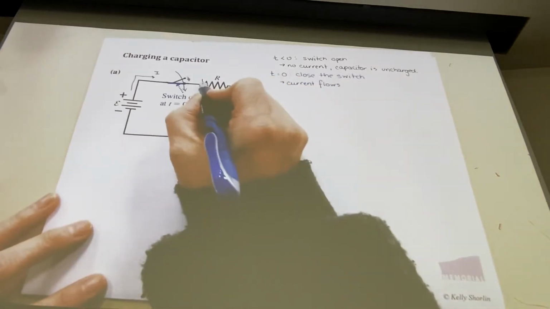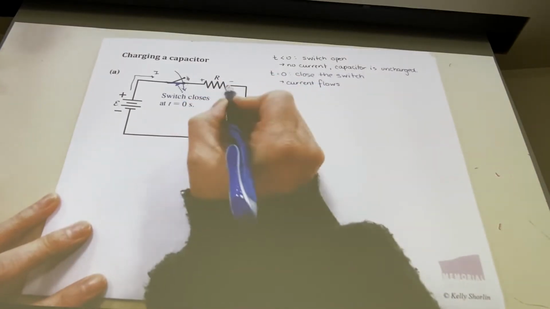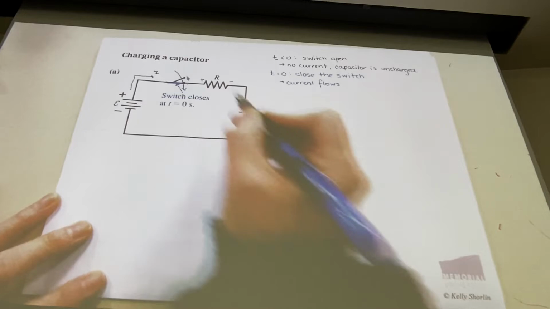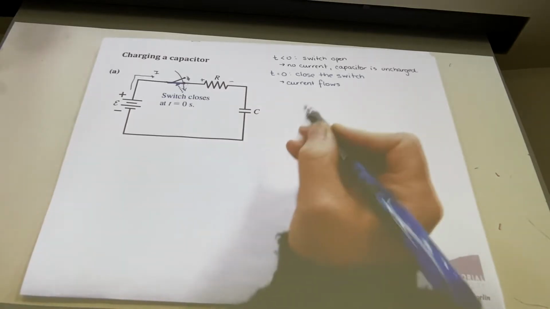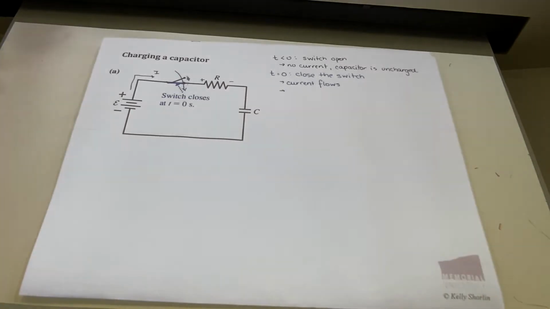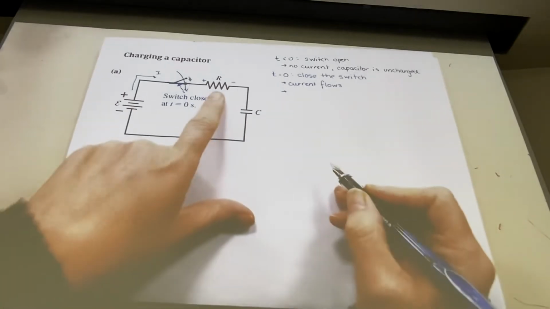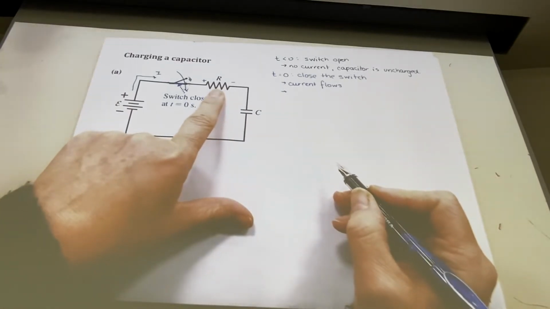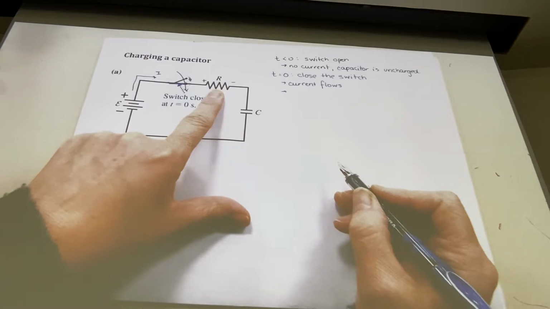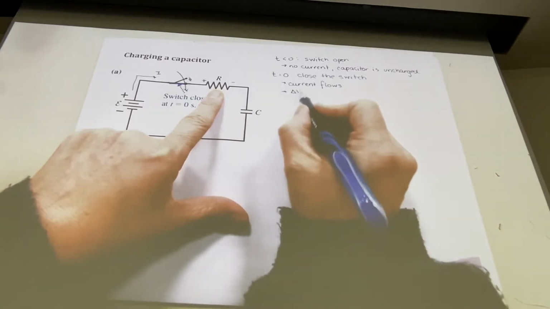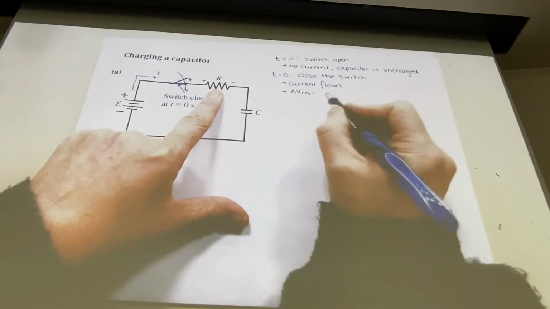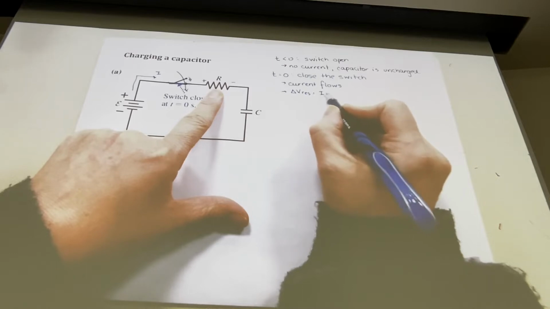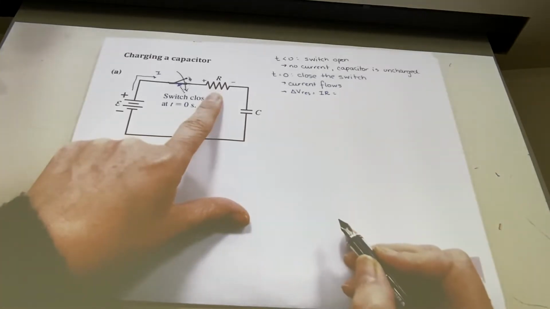If current is flowing through our resistor, this would be the positive end, this would be the negative end, so we'll go from high potential to low potential. We're thinking about what's happening to the potential in the circuit. We've got current flowing through a resistor. Ohm's law tells us there's going to be a potential difference across the ends of the resistor. Delta V of the resistor is equal to I times R.